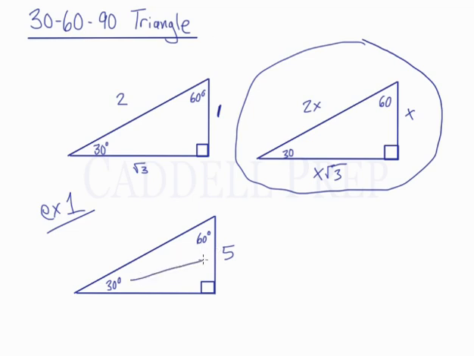So the 5 is across from the 30. So let's look at our diagram. Across from the 30 is x. So that means that x is 5. This side, the hypotenuse, is 2x. So this side is simply 2 times x. So that's 2 times 5. So we get that this side is 10.